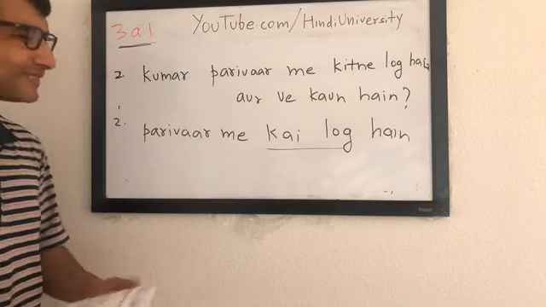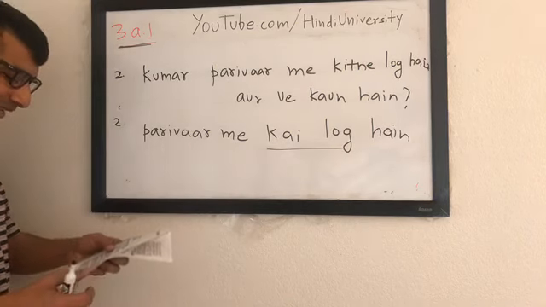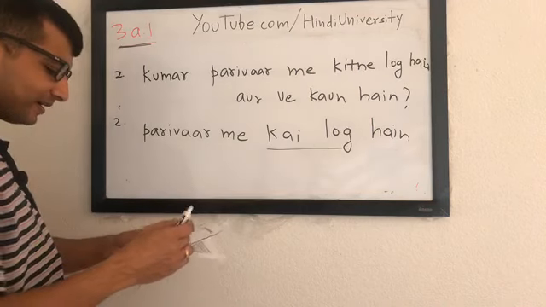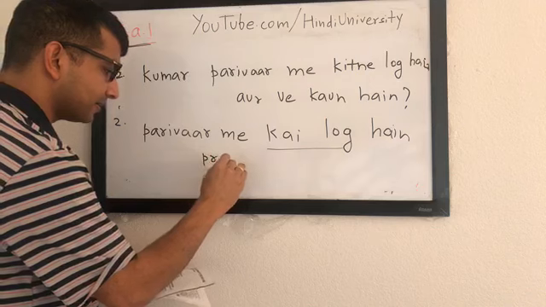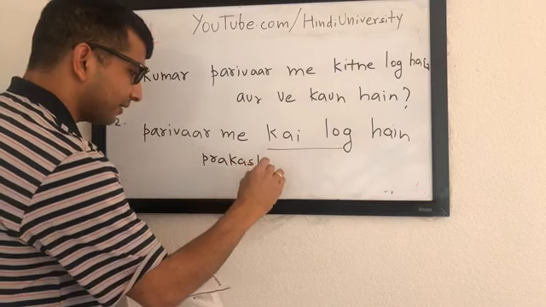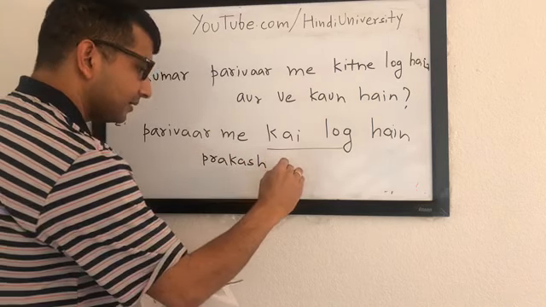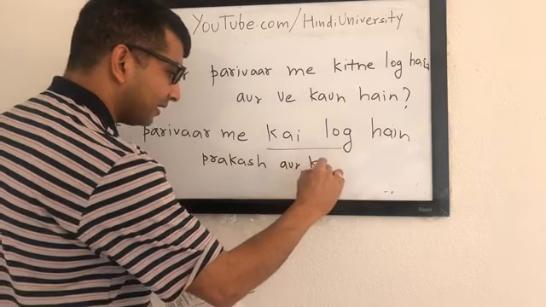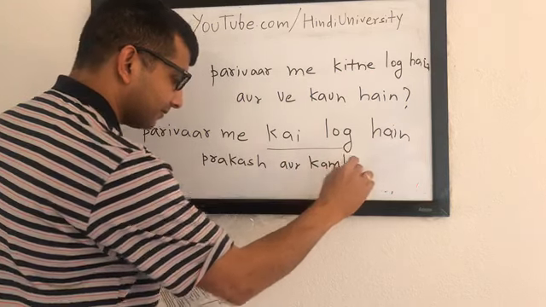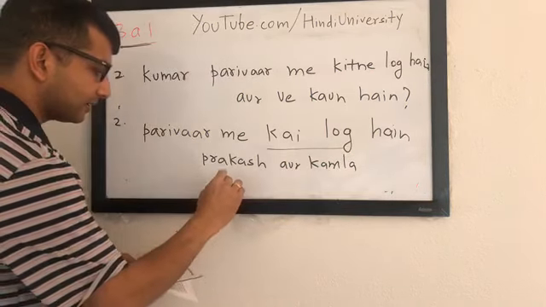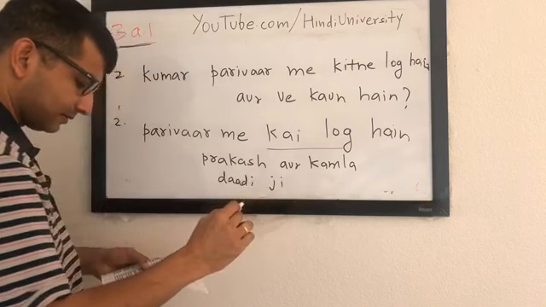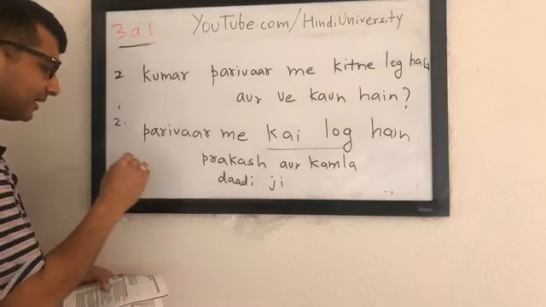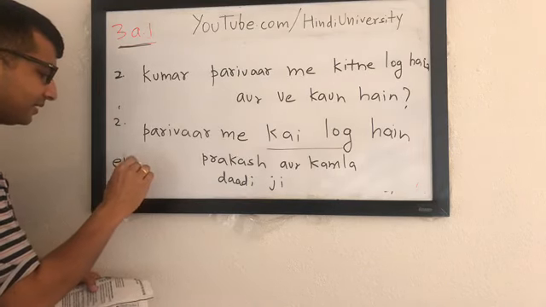So I hope it makes sense, right? Yes. Okay, next one. And who are they? We have the same fourth line. Prakash और कमला, Dadiji, एक लड़की और दो लड़के. Awesome. एक लड़की और दो लड़के. What does it mean?